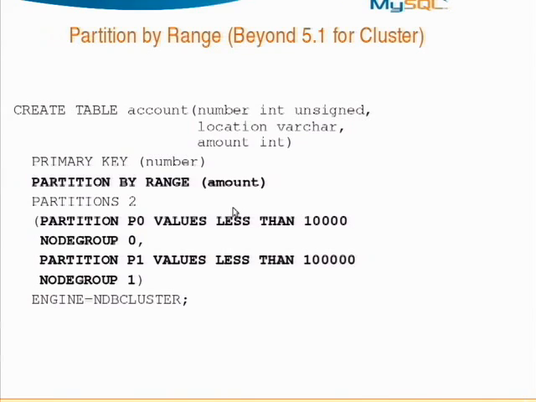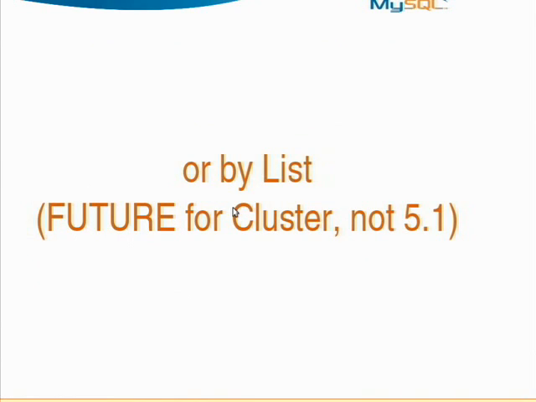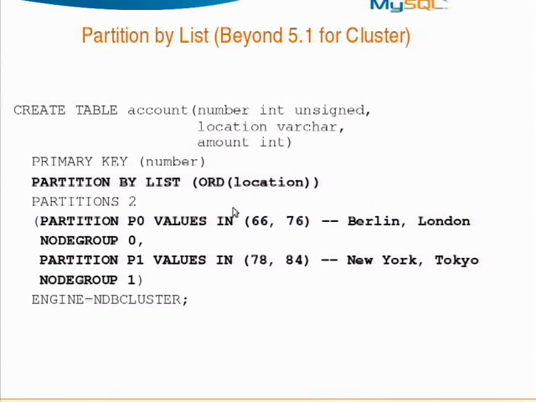And another range, say less than 100,000, is in node group 1. So if you have your own idea about better ways to split data up across node groups, you can do it that way, or to try and balance some load or do something weird like that. Or by list, which again is possibly in the future for cluster. So you can then give a list of values. For example, here you have city numbers, and you can say anything with those goes to node group 0, node group 1, that kind of thing.